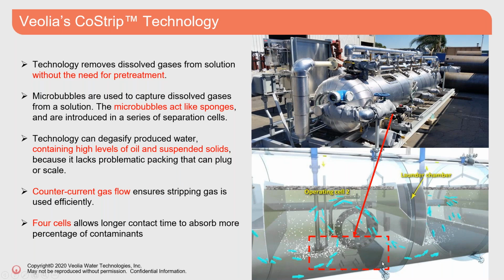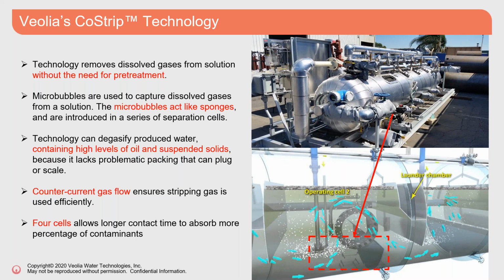The bottom picture that you see right here is one of the cells that are in operation. The blue arrows show the path that the water takes as it travels through each of the cells. The cells are separated by baffles. Each cell, as you see, is equipped with an inductor that uses the recycled effluent water and fresh gas to produce microbubbles. You can see the microbubbles as these white dots in the cell. These microbubbles act as sponges and are dispersed throughout each of the cells to allow for maximum contact with water.